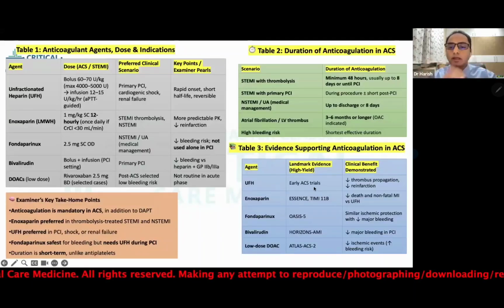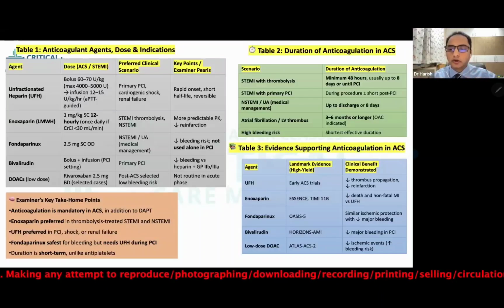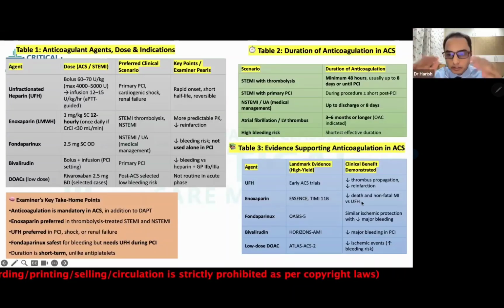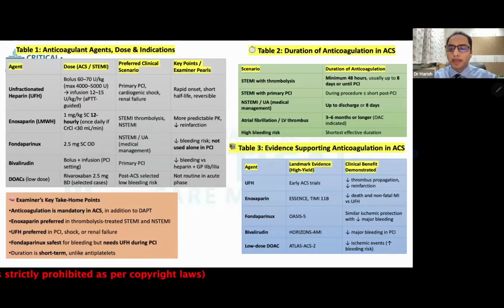So these are the early ACS trials, which show decrease in thrombus propagation and decrease in reinfarction rate. Enoxaparin, the data is from the ESSENCE trial and TIMI 11B trial, which showed reduction in mortality and non-fatal MI as compared to unfractionated heparin. So it's a comparative study. Fondaparinux, we have the OASIS 5 trial, with similar ischemic protection and decrease in the major bleeding risk as compared to unfractionated heparin.